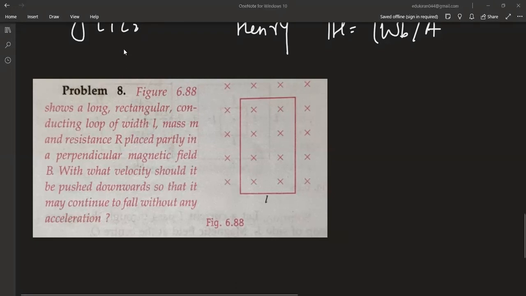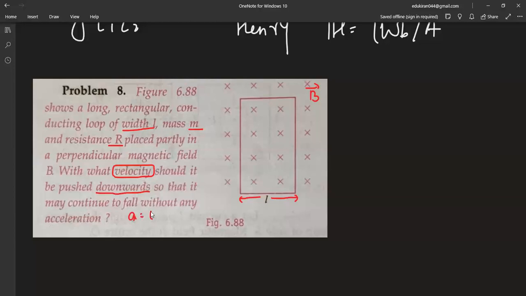All right. See, this question says figure 6.88. This figure is given, and it shows a long rectangular conducting loop of width L, mass M, resistance R, placed partly in a perpendicular magnetic field. This is the magnetic field. With what velocity should it be pushed downwards so that it may continue to fall without any acceleration? We have to calculate the velocity.